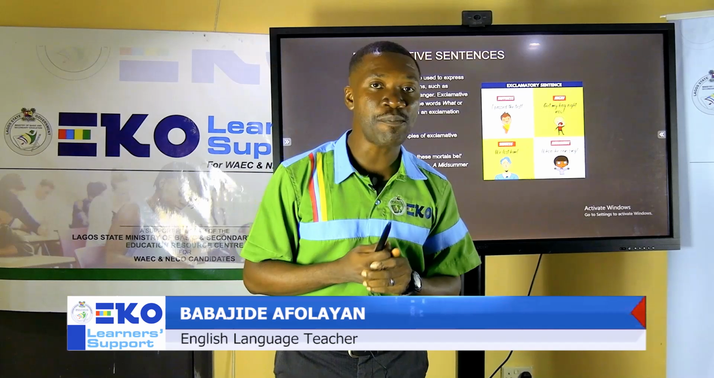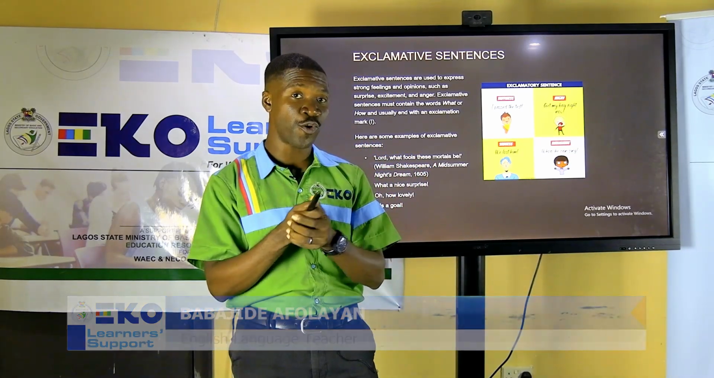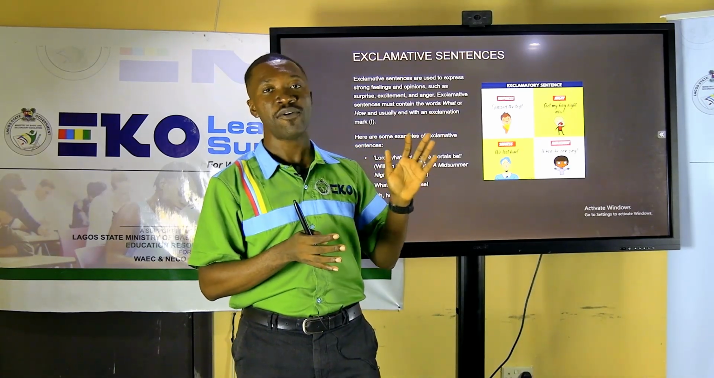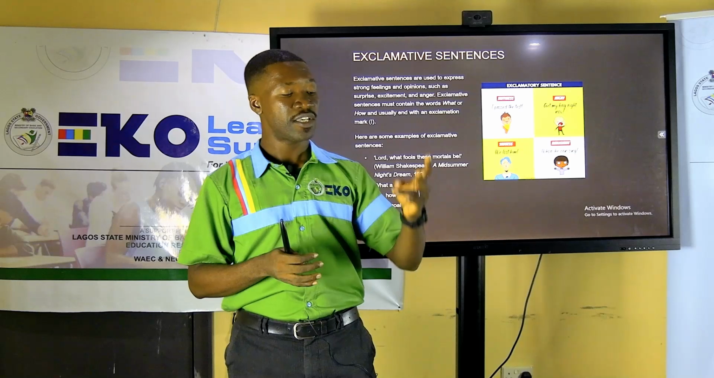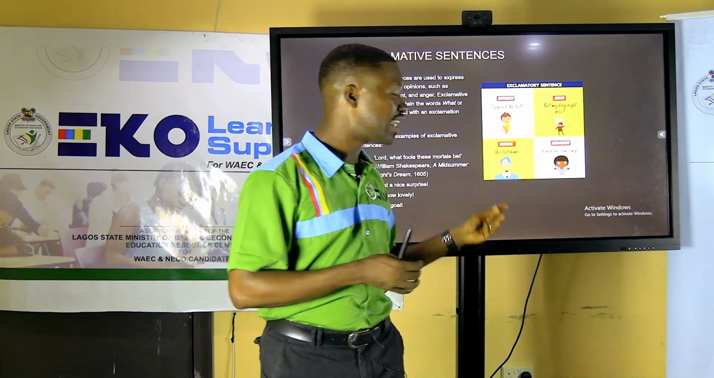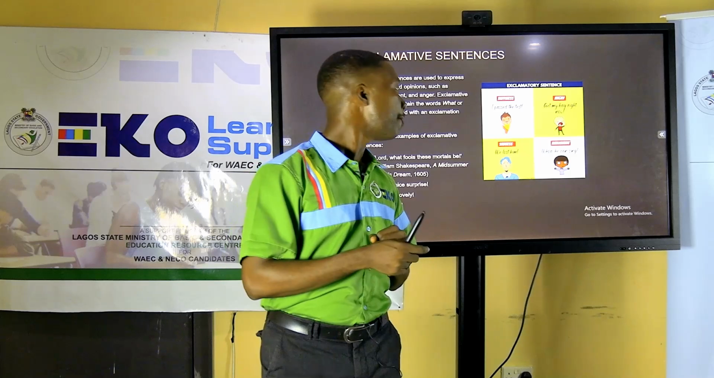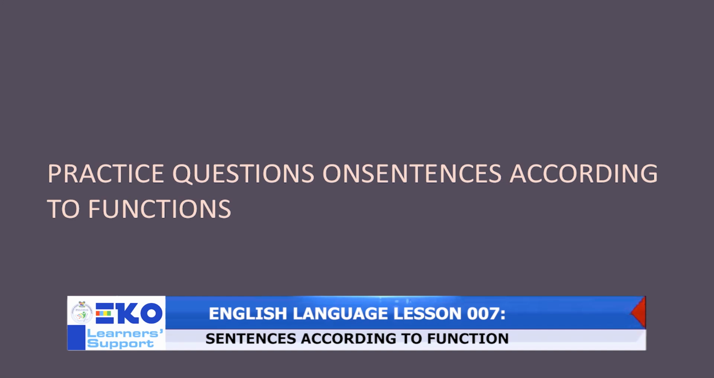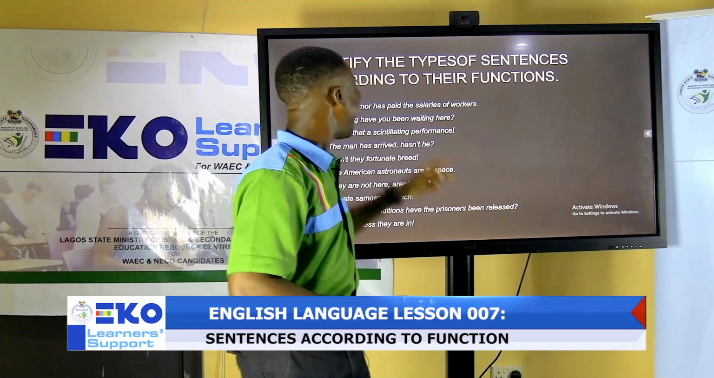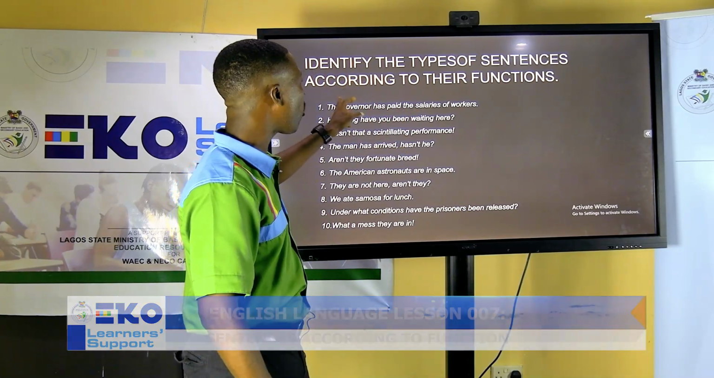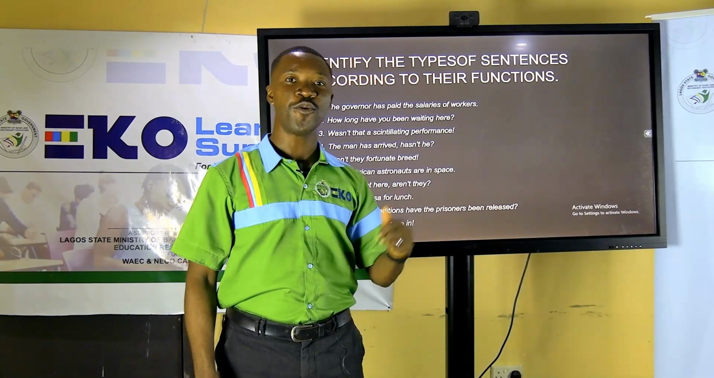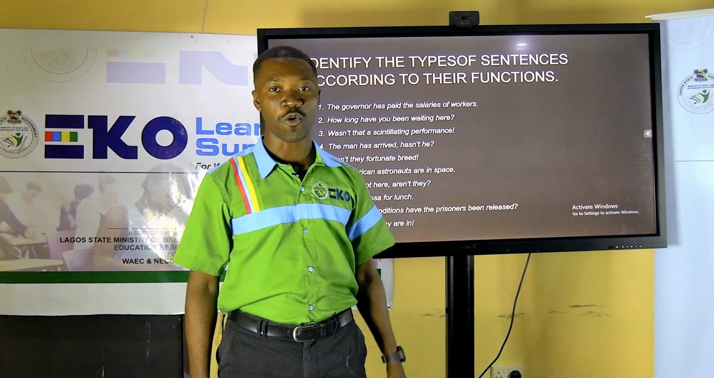Can you try to give examples of exclamative sentences on your own? Do we now understand how our sentences function? From the declaratives to the imperative to the interrogative and to the exclamative. It is time for us to practice questions on sentences according to functions. Okay, let us identify the types of sentences according to their functions. You have 1 minute to do this, and I'll be back to provide the right answers to the questions.